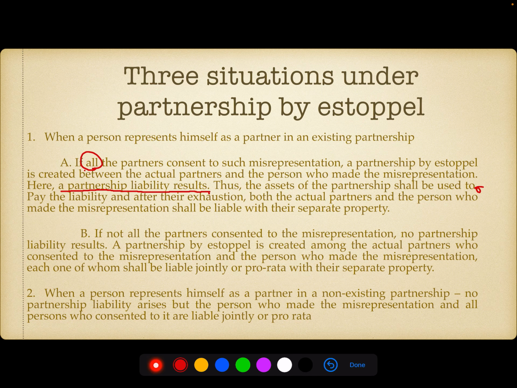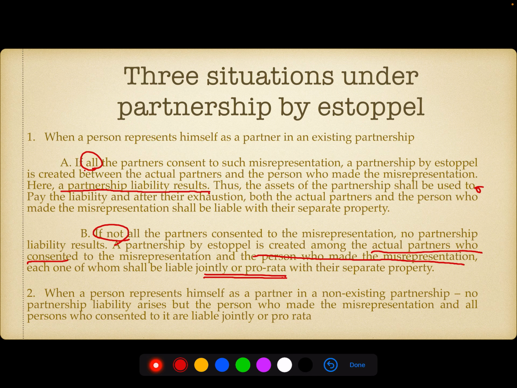Okay, and if the partnership assets are insufficient, both the actual partners and the person who made the misrepresentation will be liable with their separate property. However, in a second scenario, if not all the partners consented to the misrepresentation, then there's no partnership liability. Here, a partnership by estoppel is created only among the actual partners who consented and the person who made the misrepresentation. They will each be liable jointly or pro rata in proportion to their separate property.